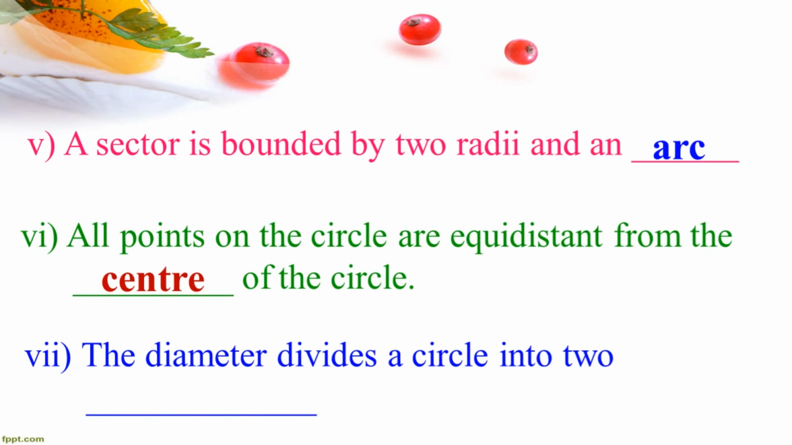Seventh one, the diameter divides a circle into 2 semicircles.